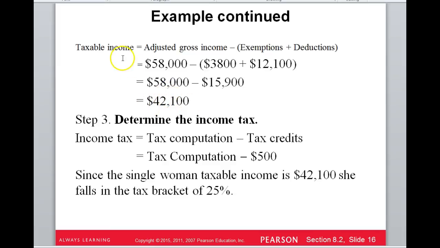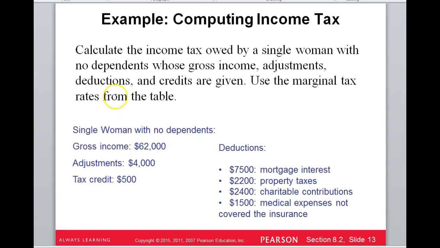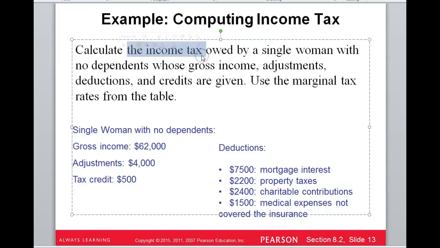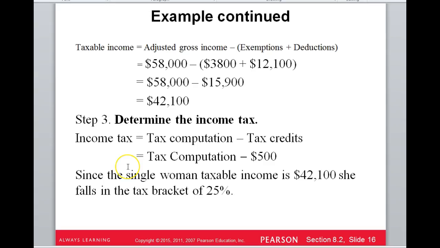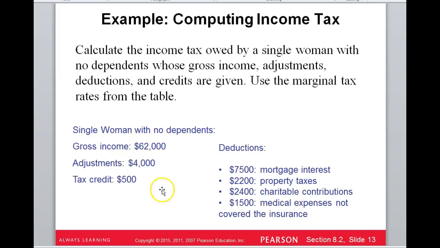There is her taxable income, so $42,100. Now the question said calculate the income tax. All right, the tax owed, not her taxable income, but the income tax owed. Different, completely different thing. So what we want to do is take the tax computation, what we're going to get from our table, and we're going to subtract off her tax credits. All right, her tax credits, $500.